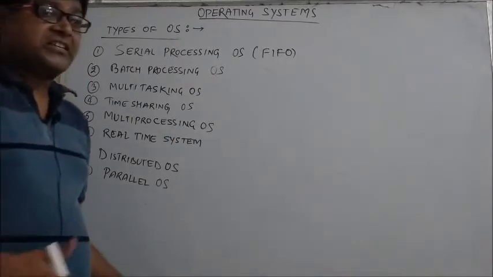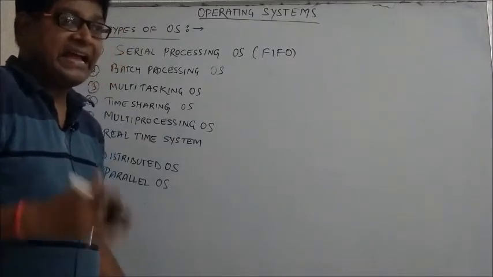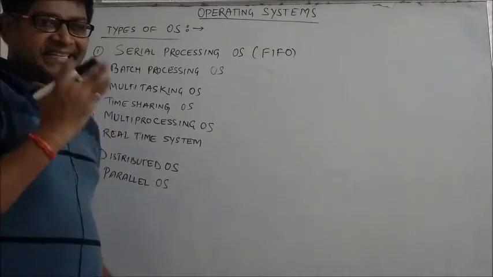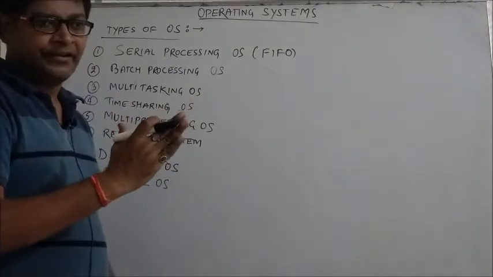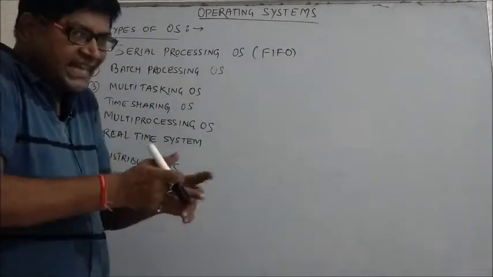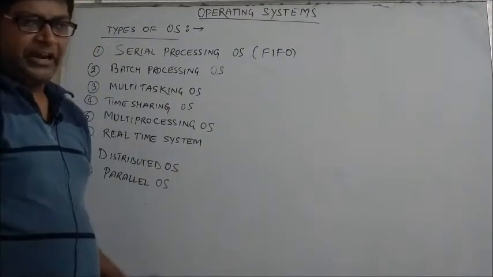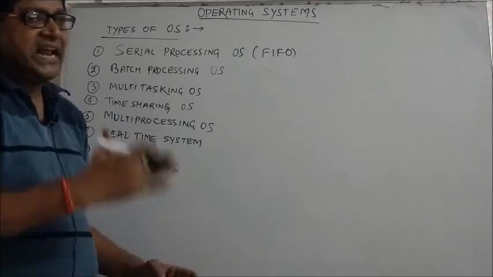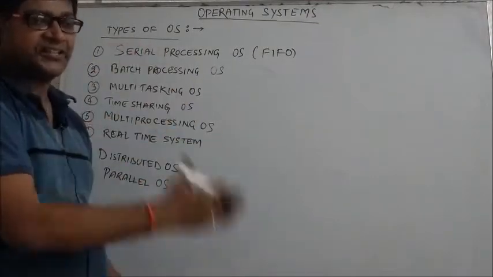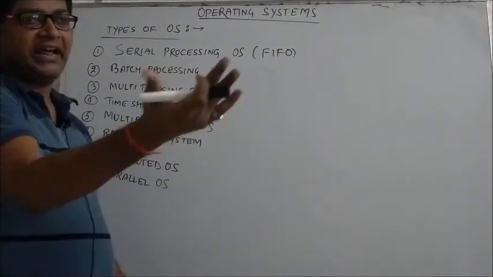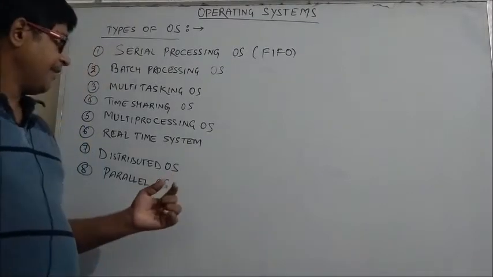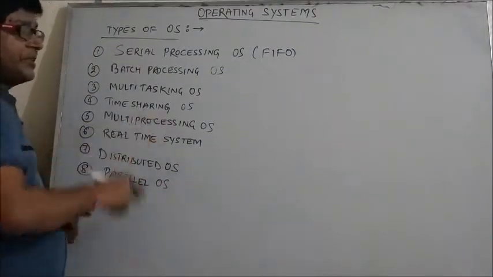The next one is known as your time sharing operating system. It is also a logical extension of multi-programming, in which we are deciding some time limit, that up to this extent only the CPU will execute a particular job or a particular process, right? After that, it will release that job voluntarily and it will assign to some other job, right? So that is known as your time sharing system.